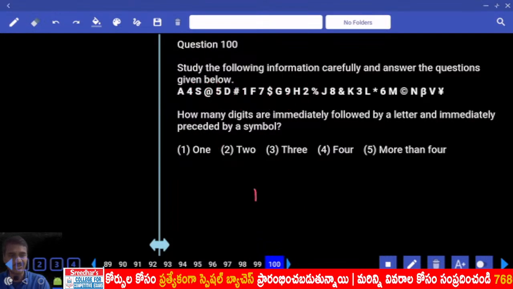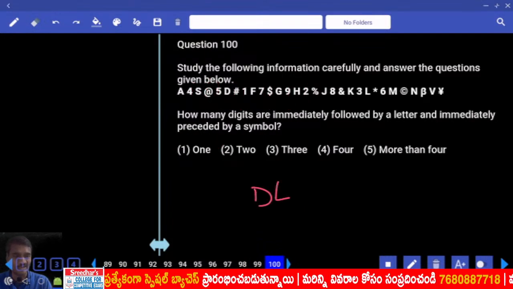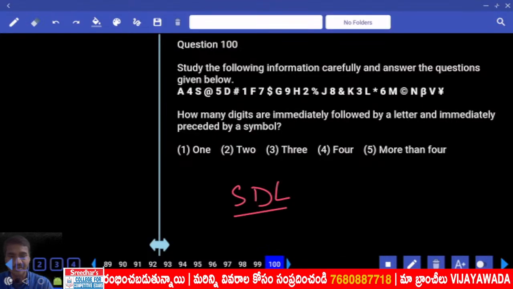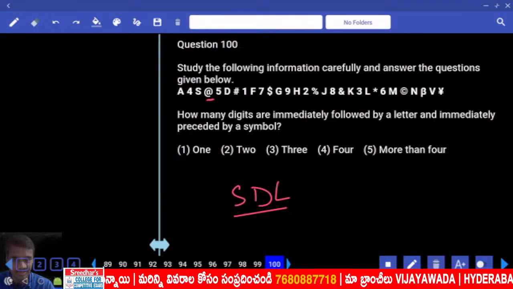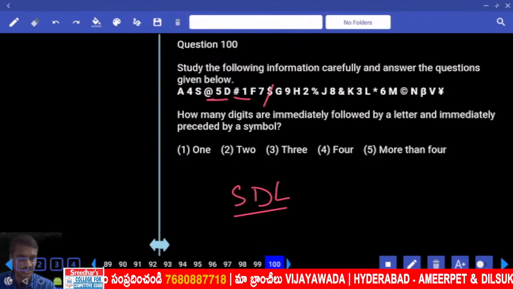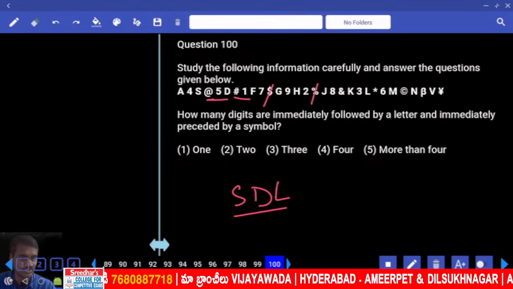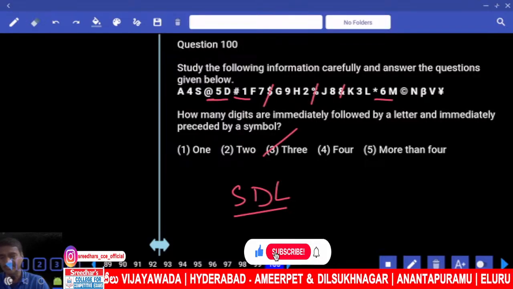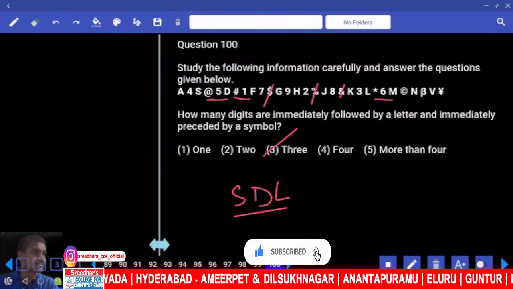Then question number 100. How many digits are there immediately followed by a letter and immediately preceded by a symbol? Symbol, digit and a letter. Now symbol, digit and a letter. Now symbol, digit and a letter. Symbol, digit is not there. And the next one, symbol, digit is not there. Symbol, digit and a letter. Then how many are there altogether? 3. Choice 3, question number 100.